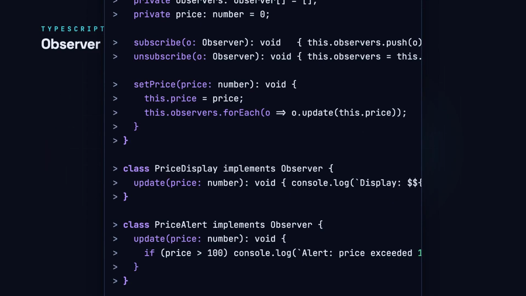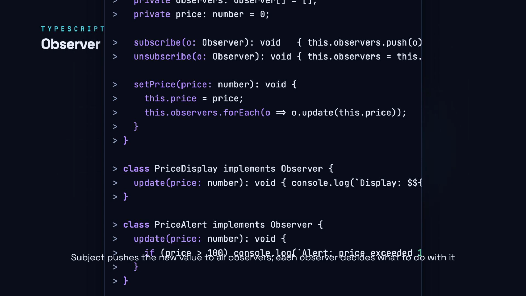Start at the top. The observer interface declares one method, update, that receives the new price. Stock subject keeps a private array of observers and a private price. Subscribe pushes an observer into that array. Unsubscribe filters it out. Set price stores the new value and then calls forEach to notify every observer by invoking update with the current price. That is the push model, where the subject hands the data directly to each observer.